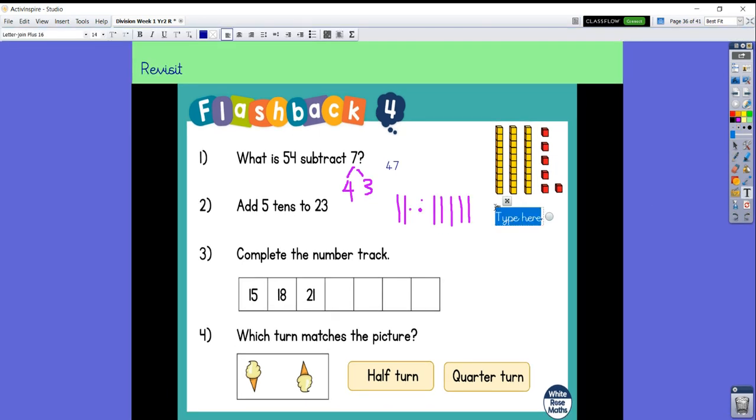So 10, 20, 30, 40, 50, 60, 70, 71, 72, 73. That gives us 73. Okay, so we've got a number track here. 15 and 3 more make 18 and 3 more make 21. So we're counting in 3s: 24, 27, 30, and then we've got 33. And I wonder what's happened to this ice cream. Has it gone all the way? Has it gone halfway round or a quarter of the way round? Well, if we think about a clock, if the top of this ice cream was pointing to 12, now it's pointing at 6. So we've done a half turn.